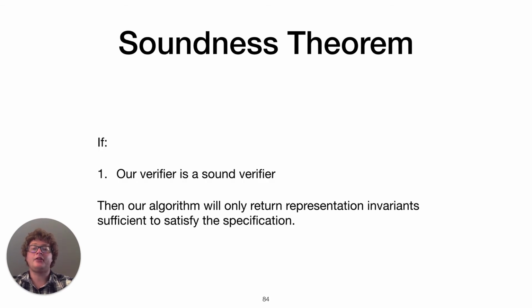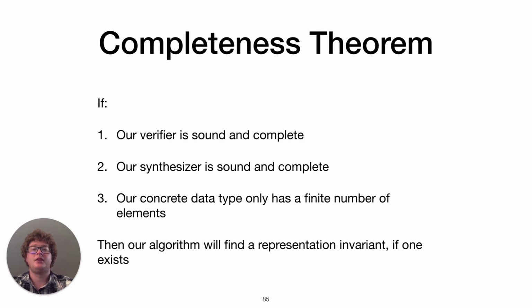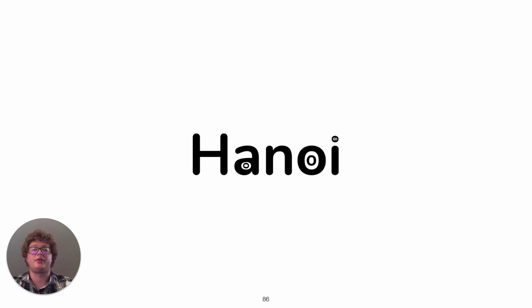If our verifier is a sound verifier, then this algorithm is guaranteed to only return representation invariants sufficient to satisfy the spec. Furthermore, if our verifier is sound incomplete, our synthesizer is sound incomplete, and our concrete data type only has a finite number of elements, then our algorithm will find a representation invariant, if one exists.